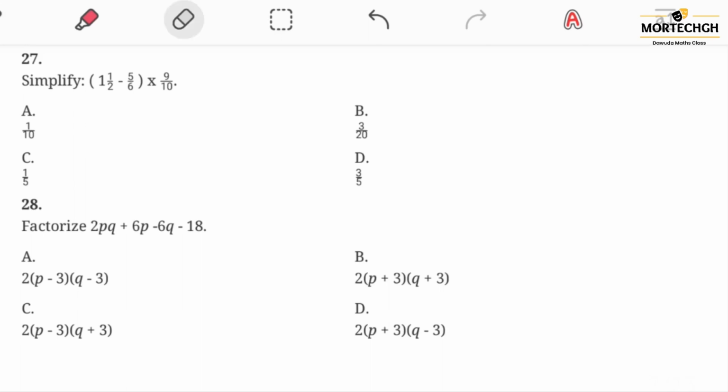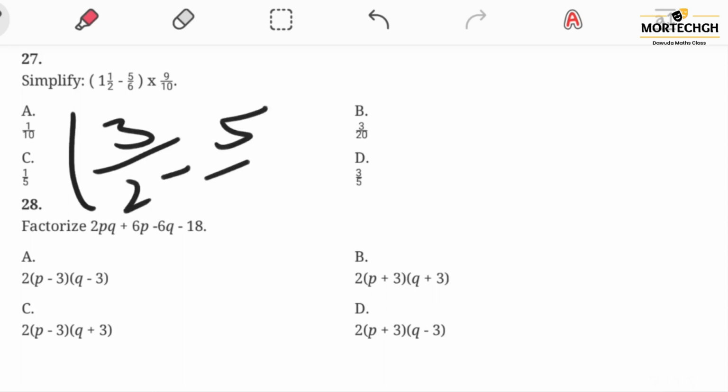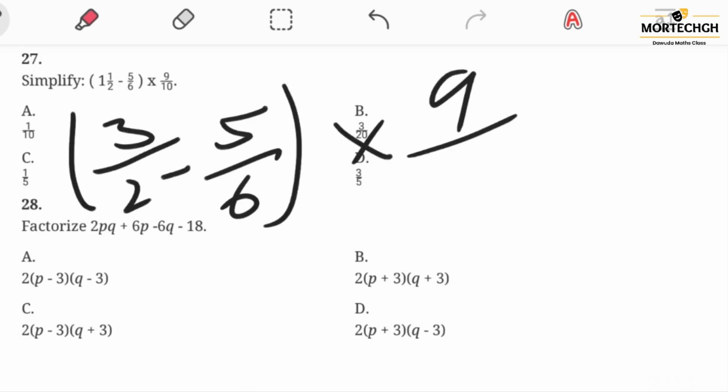So you first open the bracket: 2 times the whole number, which is 2, plus the numerator, which is 1. Adding 2 plus 1 gives you 3 all over the denominator, which is 2, minus 5 over 6, all in brackets, times 9 over 10.